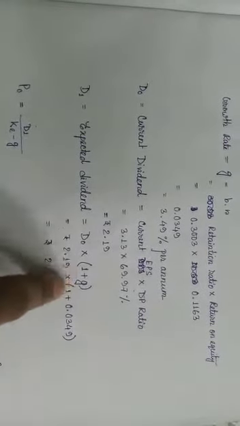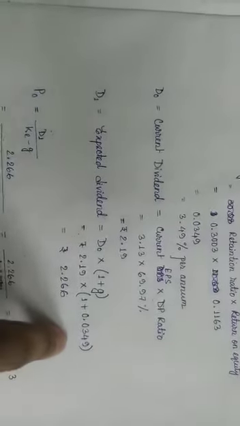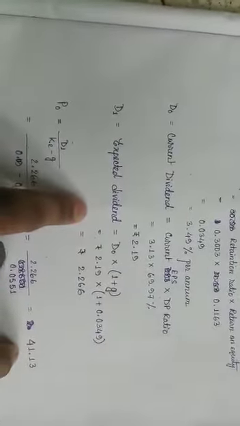Now D1, that means dividend at the end of first year, is to be calculated by the formula D0 into 1 plus G, because here the growth rate is constant. Here D0 is rupees 2.19, and if it is multiplied with 1 plus G, then we have D1 equal to rupees 2.266.